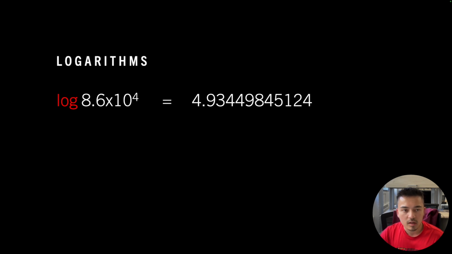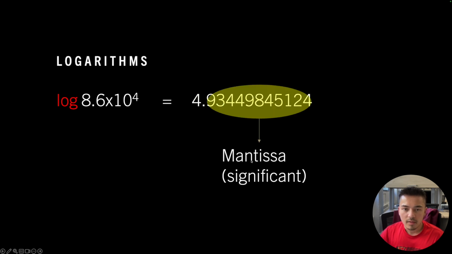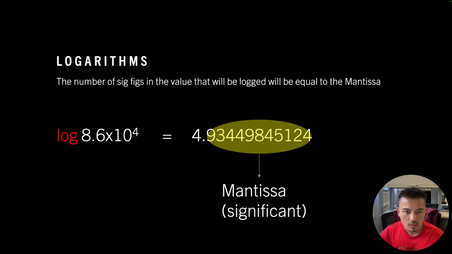The first step is to know that a logarithm answer is broken up into 2 pieces. The first piece, which is the number before the decimal place, is known as the characteristic. And the numbers after the decimal place are known as the mantissa, and the mantissa is what we're going to be using as our significant digits. So the definition for this is that the number of sig figs in the value that will be logged will be equal to the mantissa.